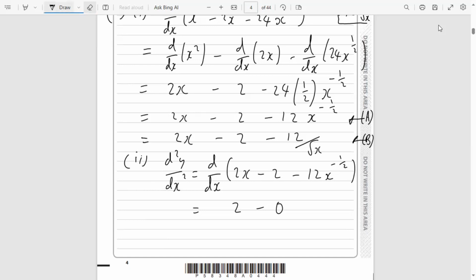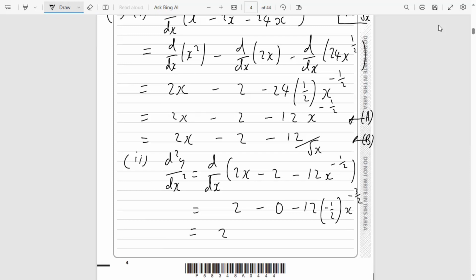Okay, so we've got 0 there, and then we're going to differentiate minus 12x to the power minus half. Same technique as before. We've got the minus 12 constant there, but then we're going to bring the power to the front, this negative half. So we're going to multiply minus 12 by minus a half. And then we've got our variable x, and we're going to take away 1 from the power. Minus a half take away 1, so minus 0.5 take away 1 is minus 1.5, and minus 1.5 is the same as minus 3 over 2.